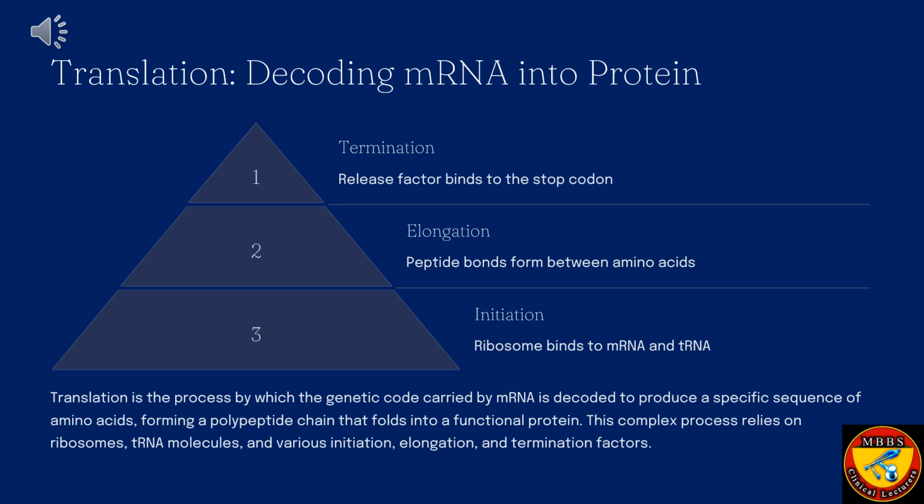Key points. Translation occurs on ribosomes in the cytoplasm. tRNA molecules bring amino acids to the ribosome, matching codons to anticodons. The sequence of amino acids determines the protein's structure and function. Important concepts. Genetic code, the set of rules that dictates which amino acid is encoded by each codon. Reading frame, the sequence of codons is read in a specific frame to ensure the correct amino acid sequence.